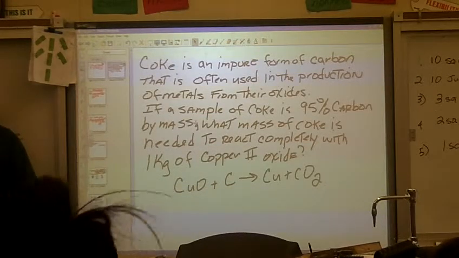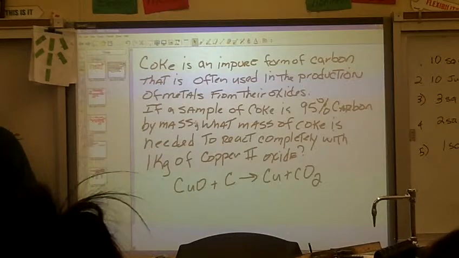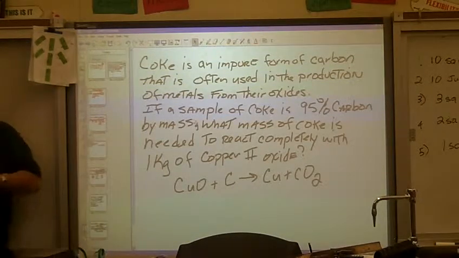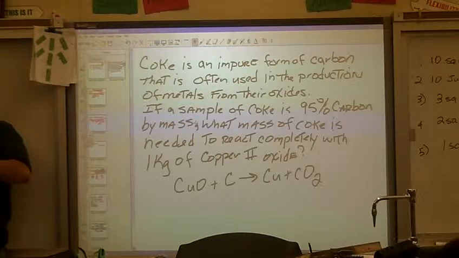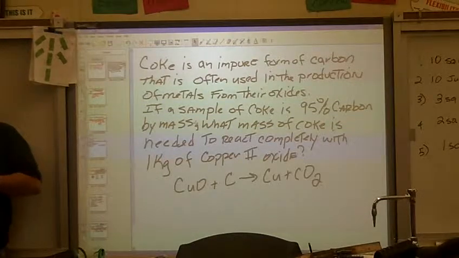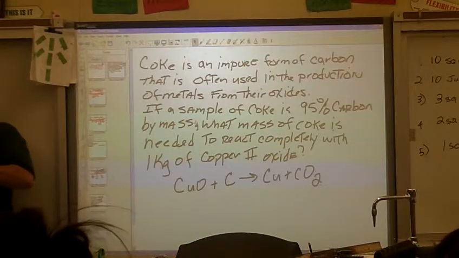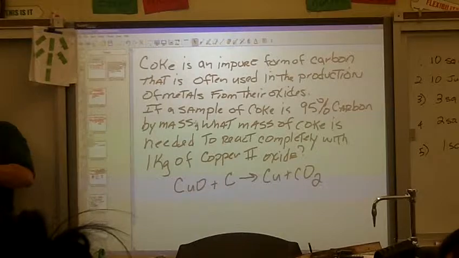So we have to break the 1 kilogram into grams first. Let me do that first. Okay, so I got 1 kilogram. What you've got to understand here is that the only thing you know for certain is that you have 1 kilogram of copper 2 oxide, which means... So then I know what everything about this compound is? Yep. Coke is the stuff right here.